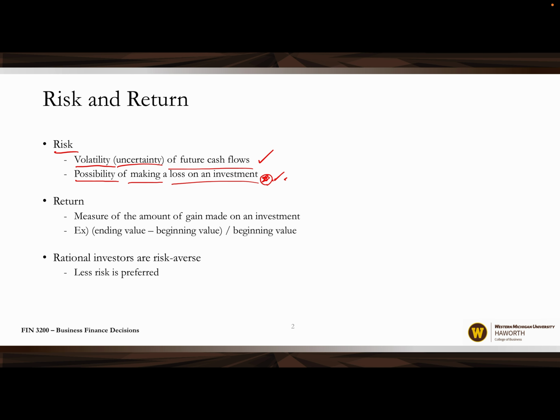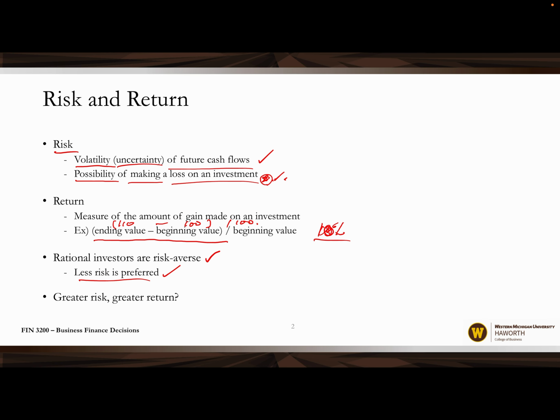So we did a lot of return calculations, right? If you put $100 into something and you end up with $110, then you've made a $10 gain with your $100 investment. So the return would be 10%. That's pretty straightforward. And we've been mentioning that rational investors are risk averse. This was the fundamental assumption in finance. So we don't like risk. Less risk is preferred. No one likes risk.